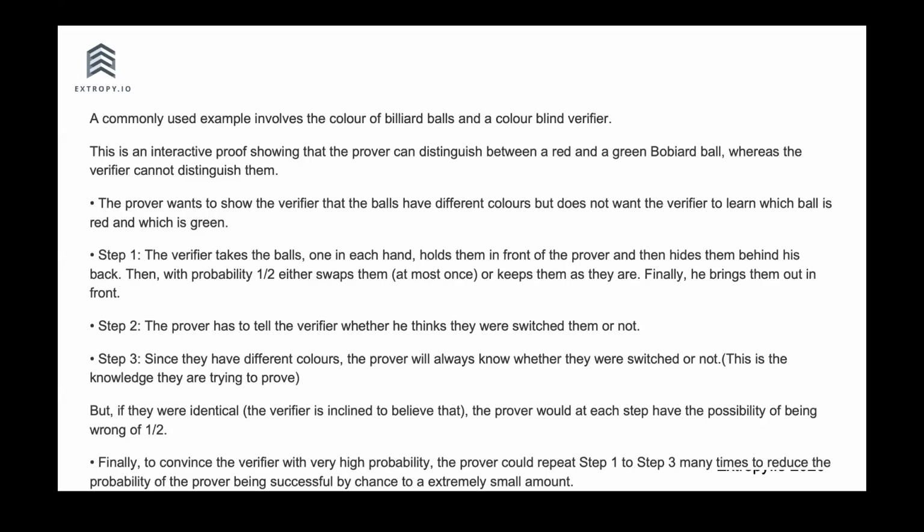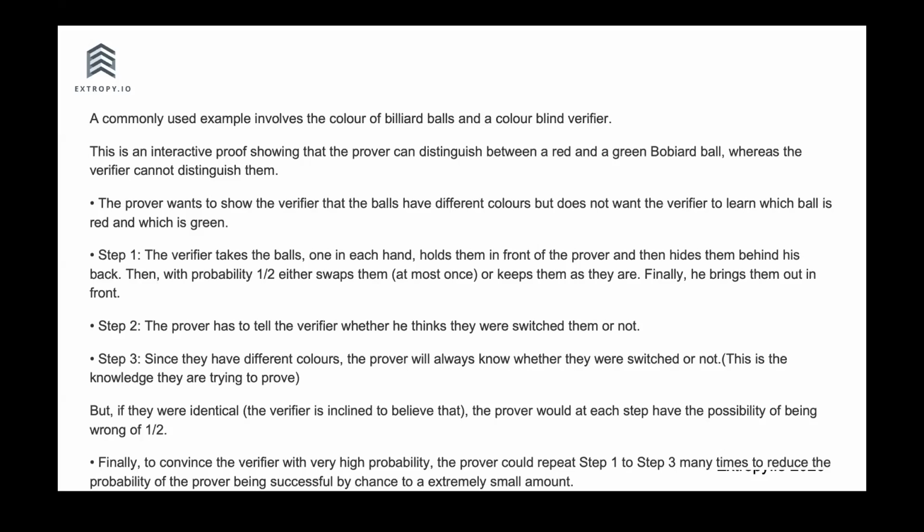Sorry, there's a typo in the slide there. And so what happens is Peggy wants to prove that these two balls are of different colour, and to prove that she knows which one is red and which one is green. And Victor does not believe her. He does not believe there's any difference between these two balls.